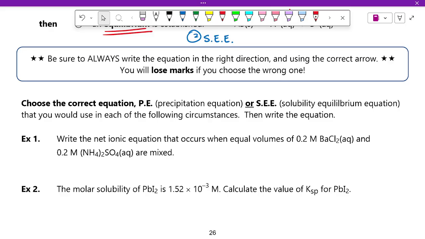Write the net ionic equation that occurs when we mix BaCl2 is mixed with NH4 2SO4. Is that going to be a solubility equilibrium equation where you're working with KSP, or are you just trying to write the precipitation reaction? This is the precipitation reaction, the PE. Okay, precipitation.